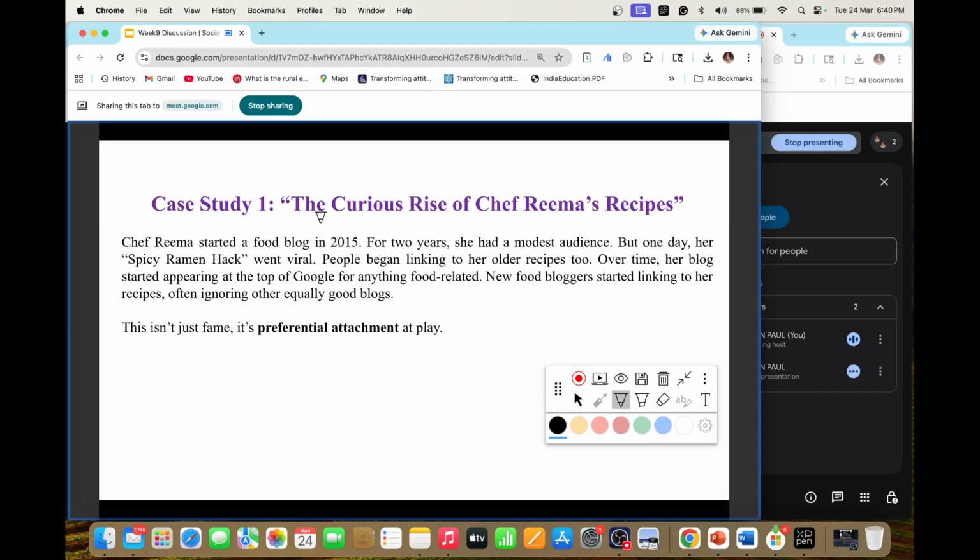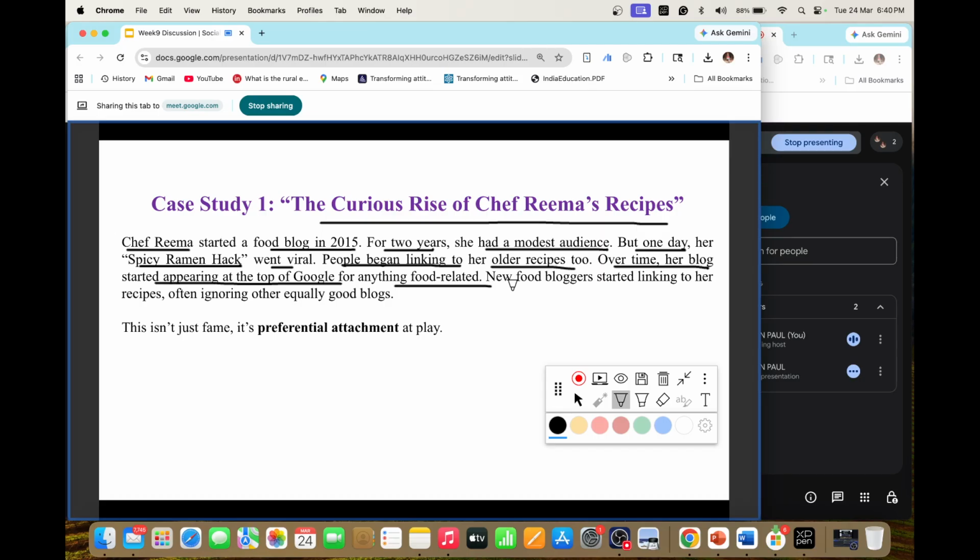What is the first case? The curious rise of Chef Rima's recipes. Chef Rima, that is the name of the chef, started a food blog in 2015. For 2 years, she had a modest audience, but one day her spicy ramen hack went viral. People began linking to her old recipes too. Over time, her blog started appearing at the top of Google for anything food related. New food bloggers started linking to her recipes, often ignoring other equally good blogs. This is not just fame, it's preferential attachment at play. Okay, so this is the case.